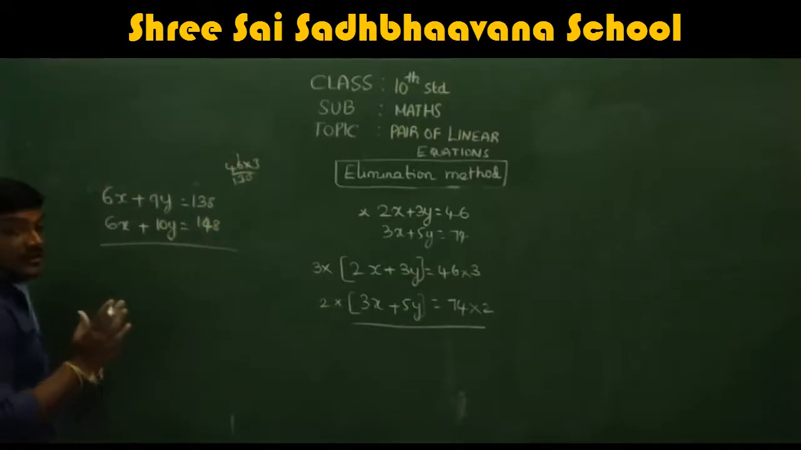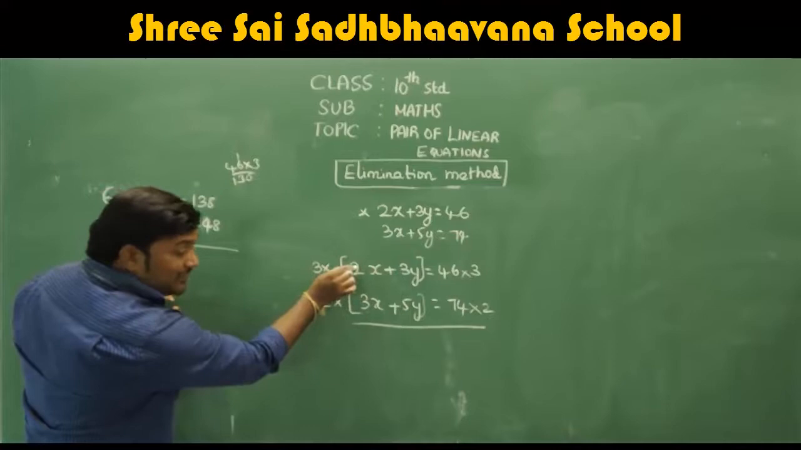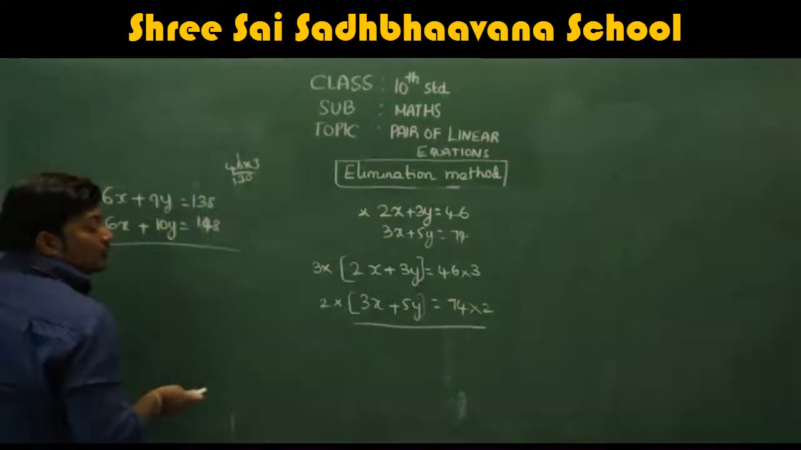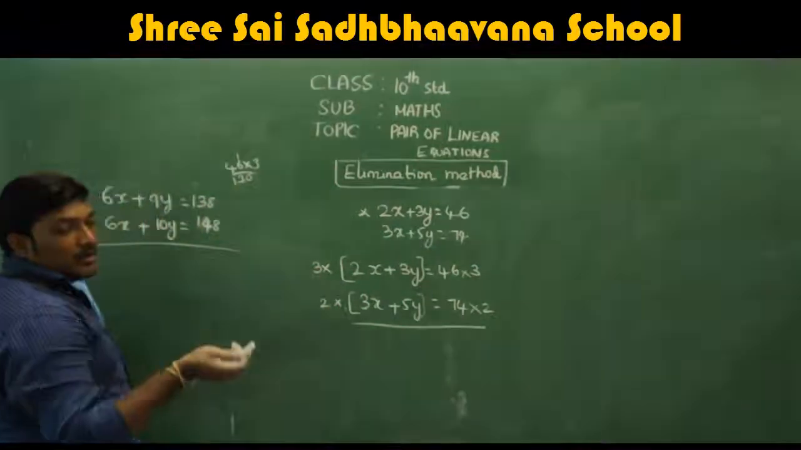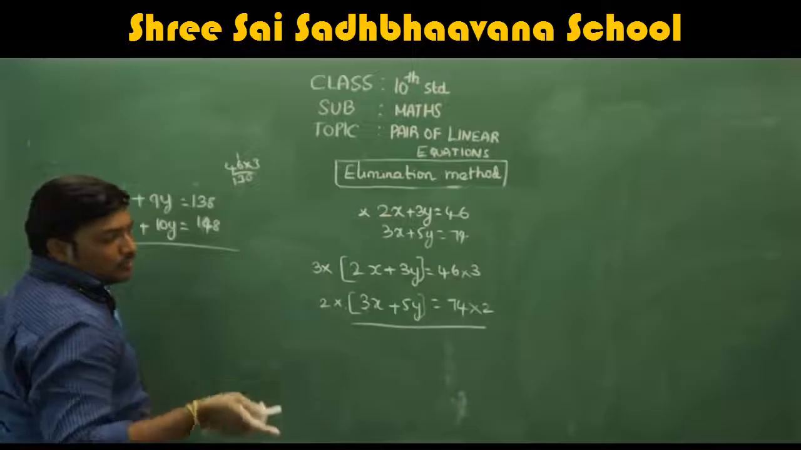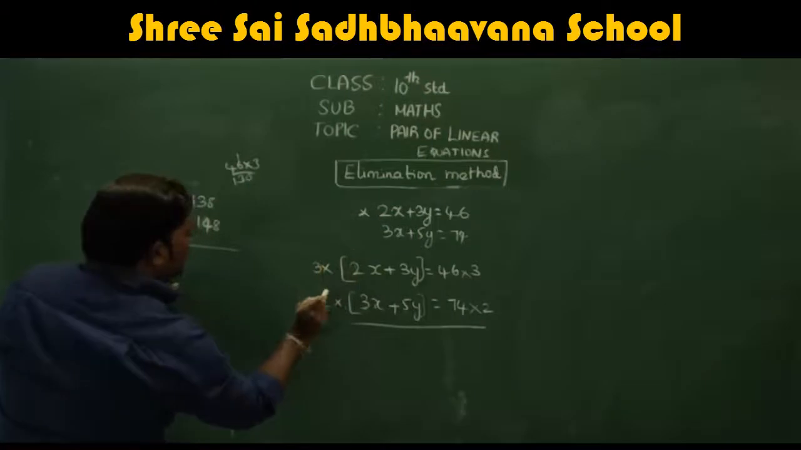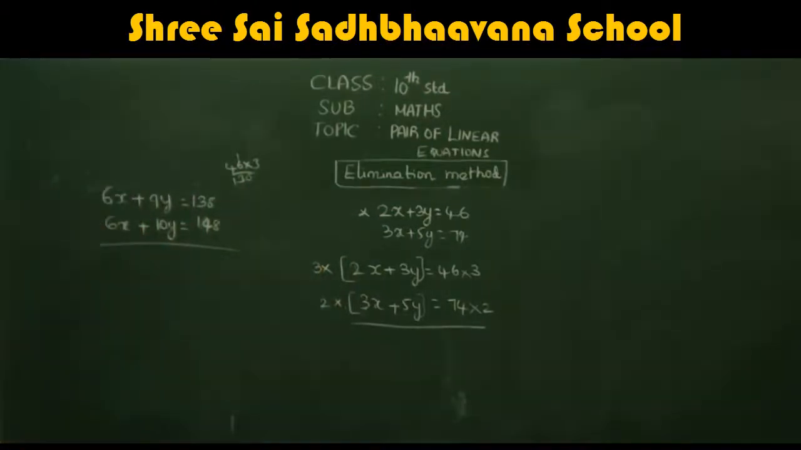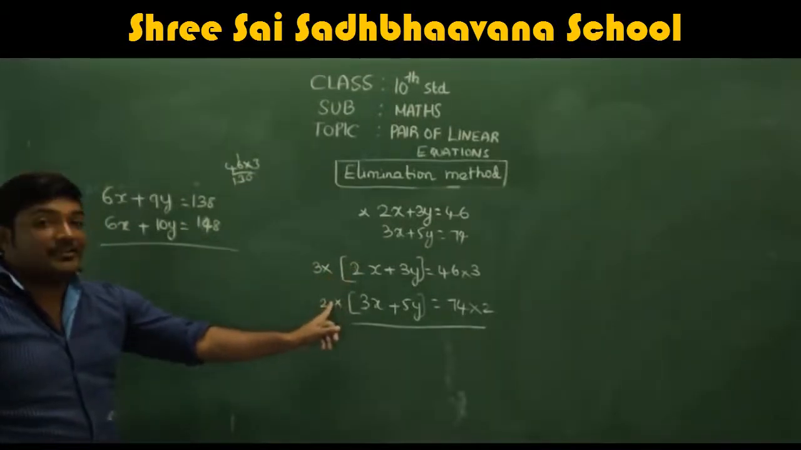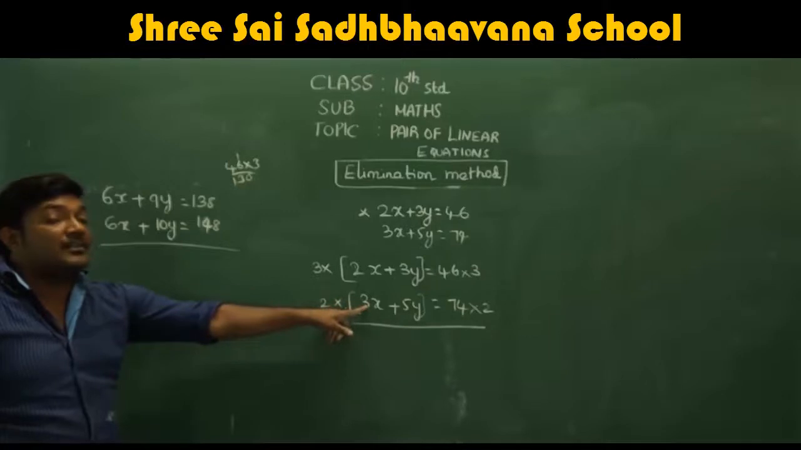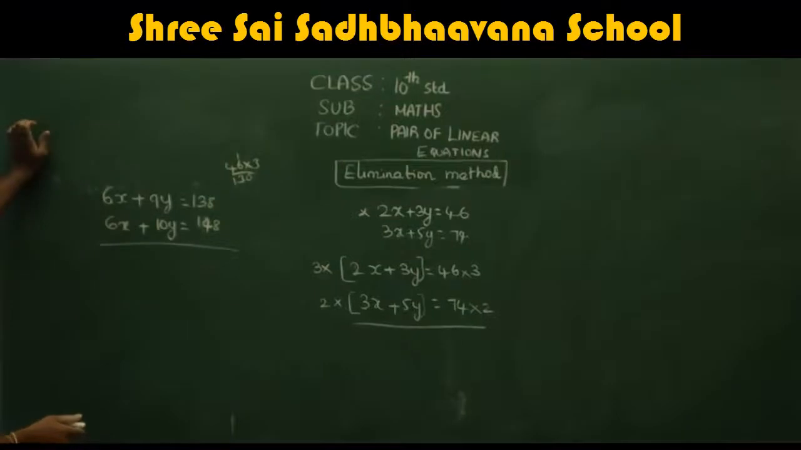Whatever the x coefficient here is, you shall multiply 2 with 2 only. Remember, here x coefficient is 2. So with this x coefficient, you have to multiply the second equation on both the sides, and with the second equation's coefficient, you should multiply the first equation on both sides. Remember, ulta, just opposite to it. So first equation's x coefficient should be multiplied with the second equation on both the sides, and second equation's x coefficient should be multiplied with the first equation on both the sides. That's what we have to remember.